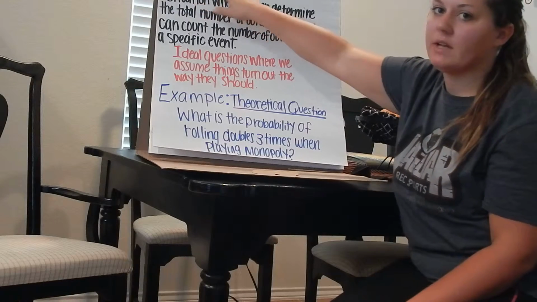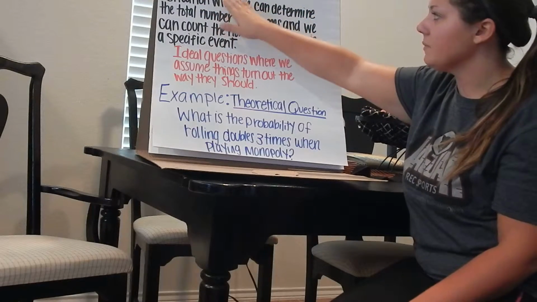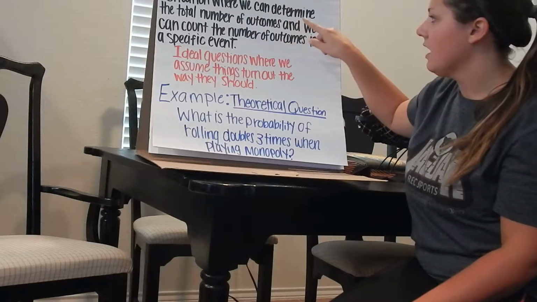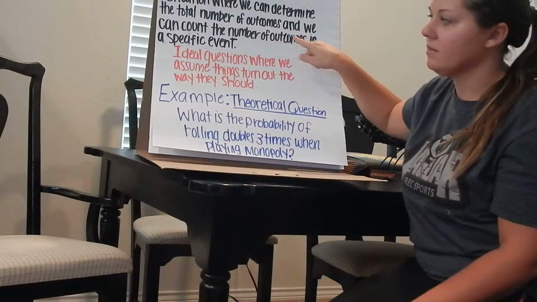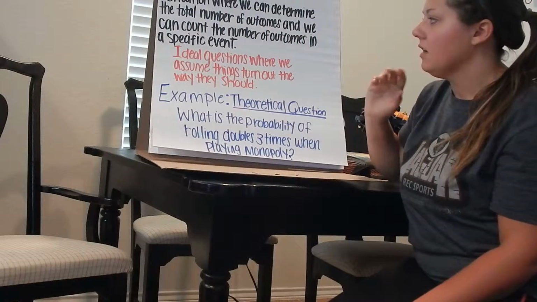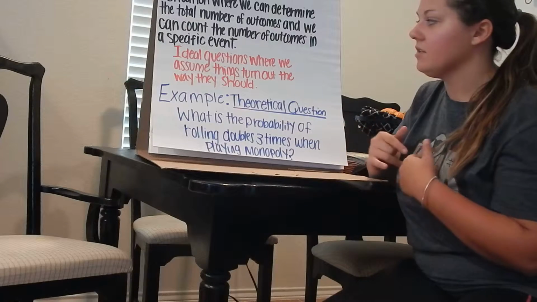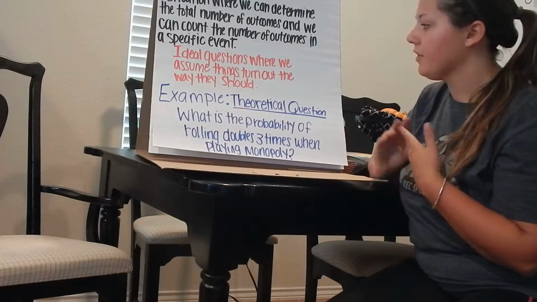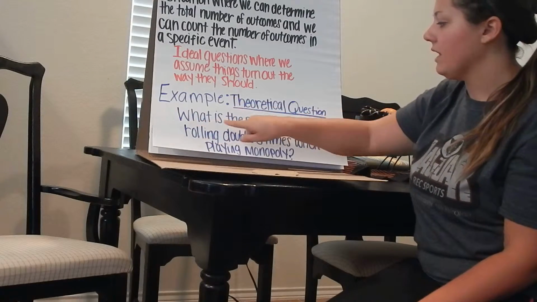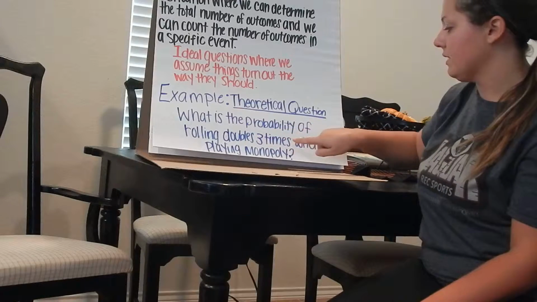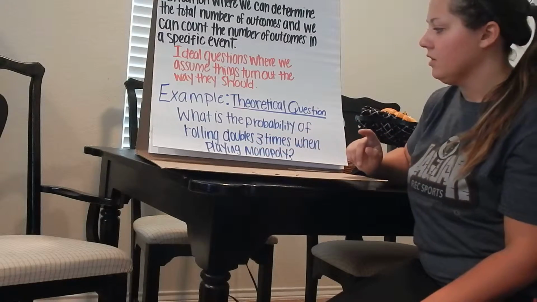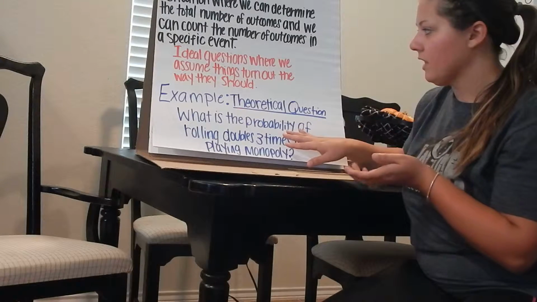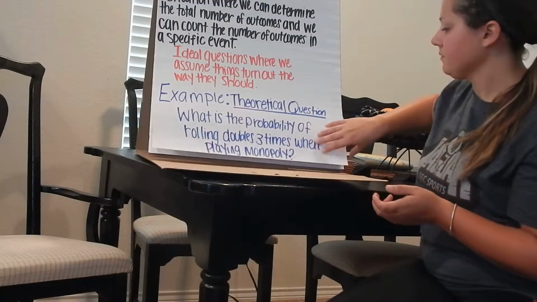The first one is theoretical probability. This means the situation where we can determine the total number of outcomes and we can count the number of outcomes in a specific event. The ideal questions we have assume things to turn out the way they should. It's a fact. So for instance, here's an example. What is the probability of rolling doubles 3 times when playing Monopoly? You can conduct a tree diagram from that probability question, assuming that things turn out the way they should.